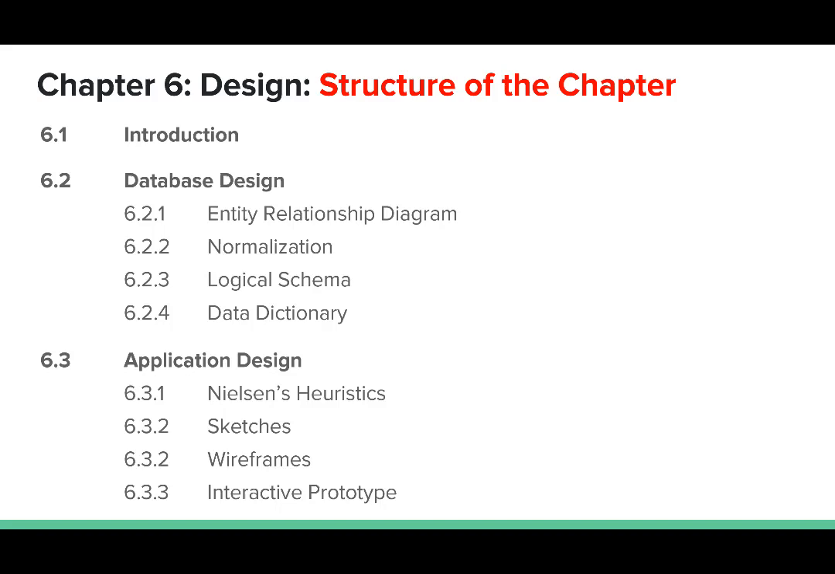We will go through a lot of these design rules from Nielsen heuristic, and after we understand what Nielsen is saying, we're going to apply that by doing sketches of what the screen should look like. We will do wireframes and an interactive prototype, and these are continuous levels of refinement of your design until you get to the highest level before you actually start coding. So this is the overall structure of our design chapter.